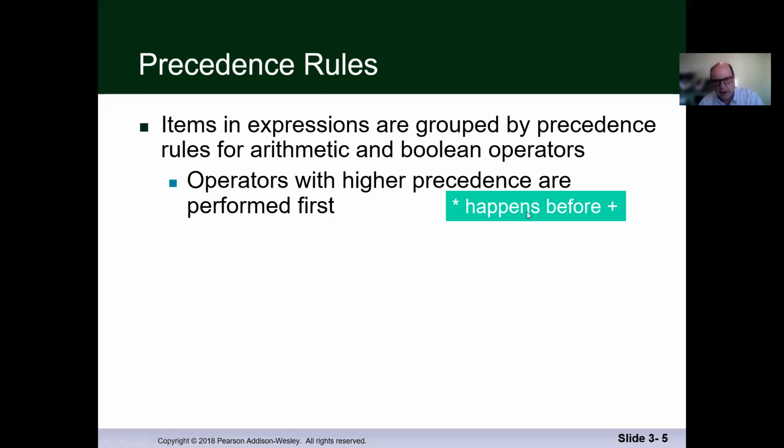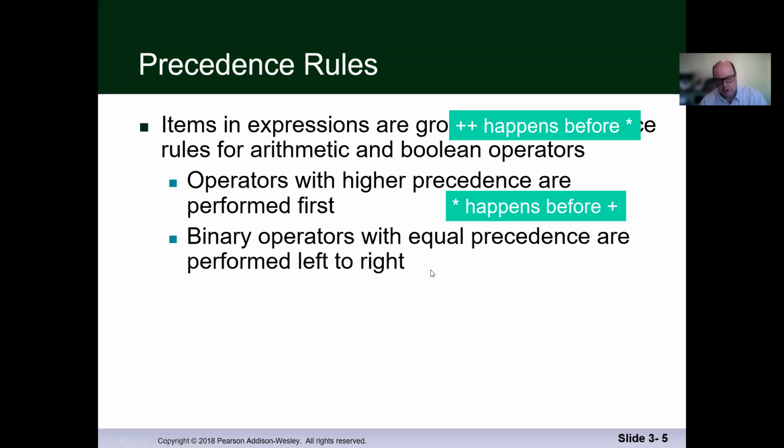For example, multiplication, written with a star, has a higher precedence than the plus. So if I have multiplication and a plus in one expression, multiplication is going to happen first. Another one for C++ is plus plus, to add 1. That one has a higher precedence than the multiplication, so plus plus is going to happen before multiplication.